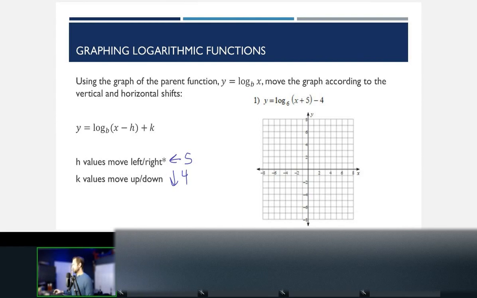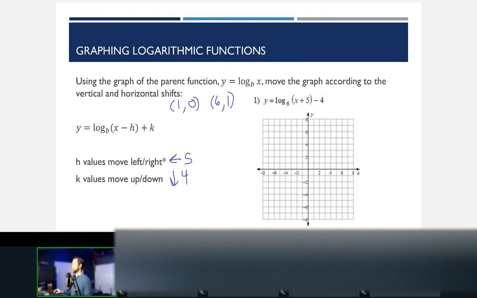All right, now my 2 points. So remember, the parent function of a log will always cross at 1, 0. That is always true. And then the other point that will always be true is it's going to cross at the base, 1. And what is the base of this log? The base is a 6. Yep.